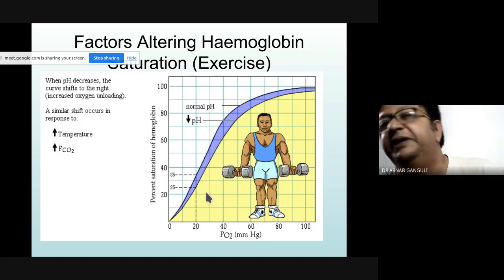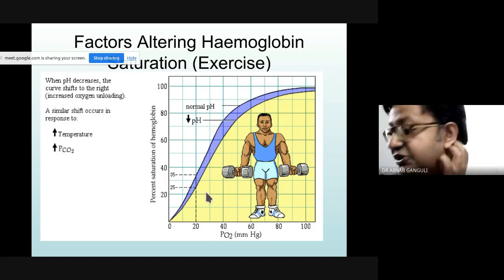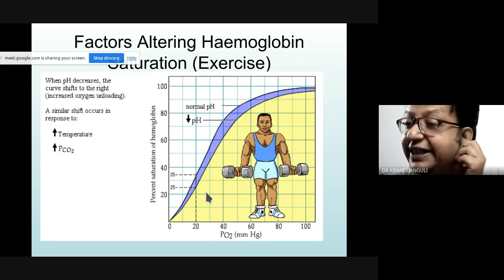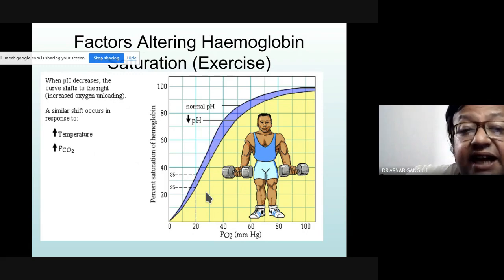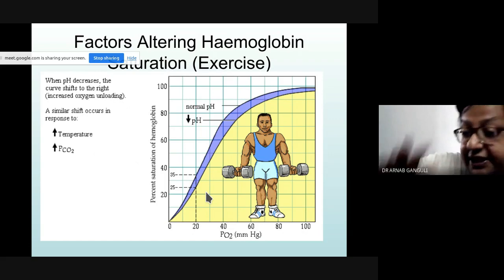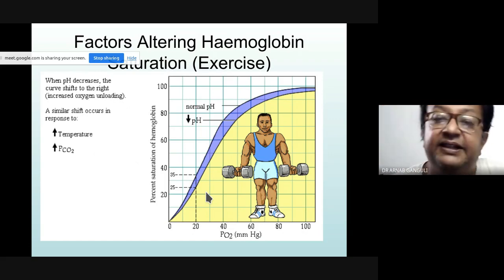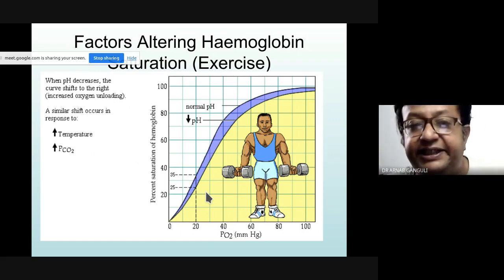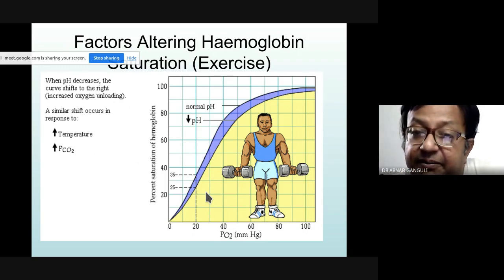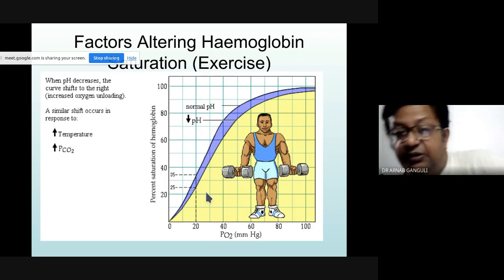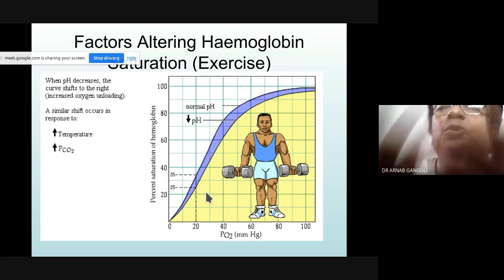Why does pH change? Because your body is exercising, lots of lactic acid is being formed, and this lactic acid and carbonic acid release H plus ions. These H plus ions decrease the pH. The pH falls and acidity increases. When acidity increases, the body is exercising and the muscles need more oxygen, so the hemoglobin has to release more oxygen.